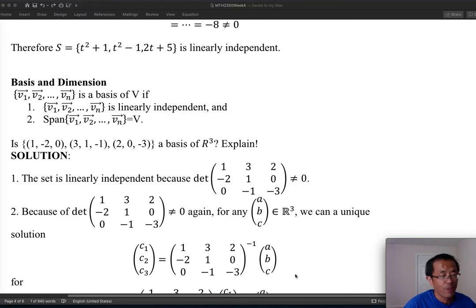Back to the class of differential equations and the matrices. Guess what? We have somewhat reached the conclusion of this section 3.6. It's about the basis and the dimension.